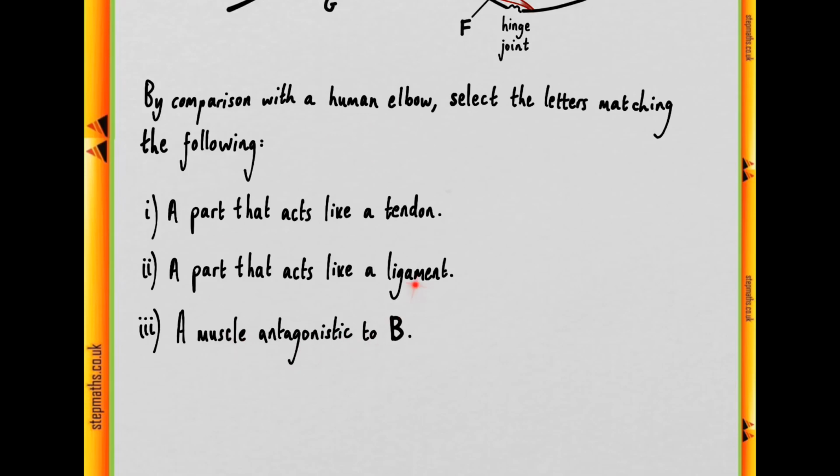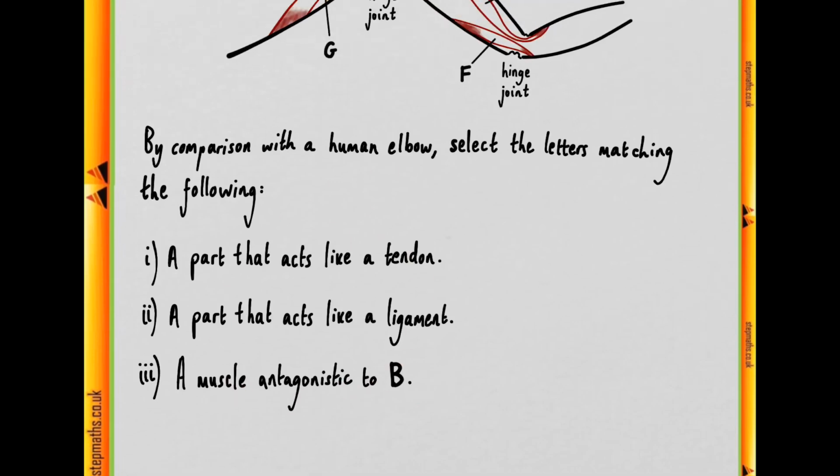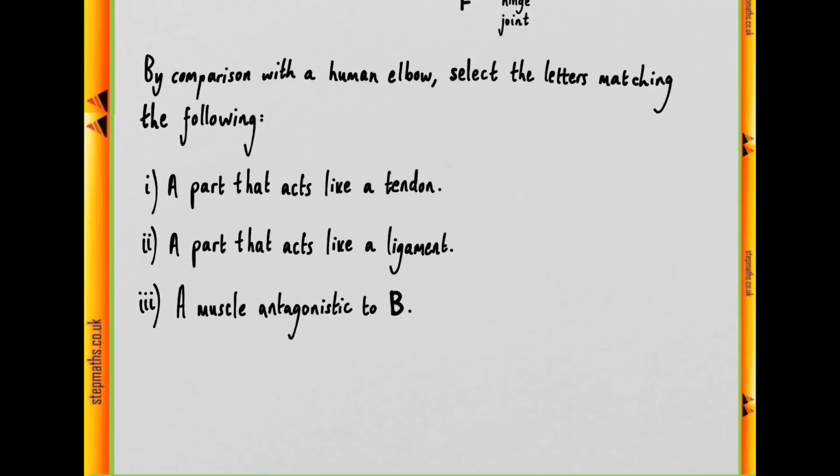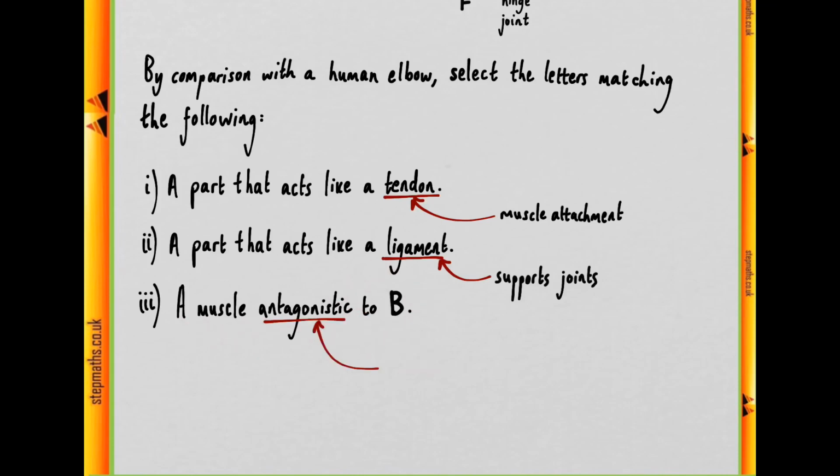So in order to answer this question, we have to know what some of these terms mean. Let's start with a tendon. Well, a tendon, we should know, is a muscle attachment, usually into bone, for instance. And moving on to ligaments, well, these are things which ultimately support joints, so they're present in joints like the elbow. Moving on to muscles being antagonistic, that means that they have the opposite action to muscle B.